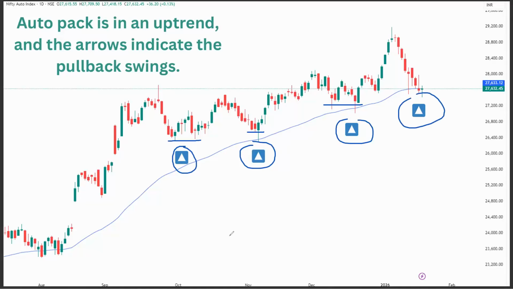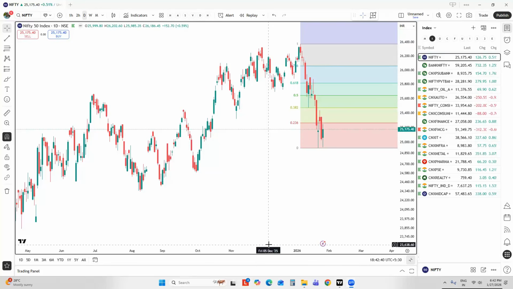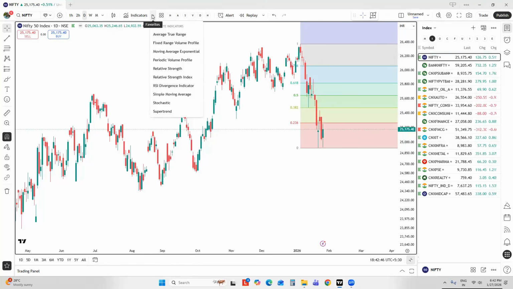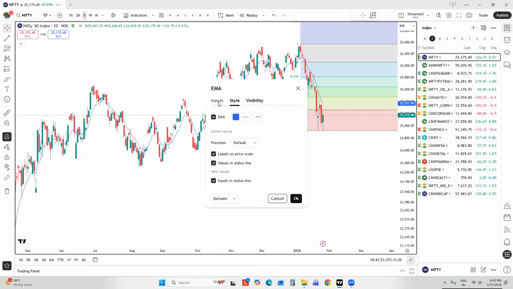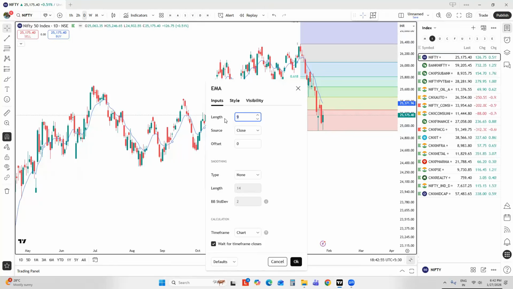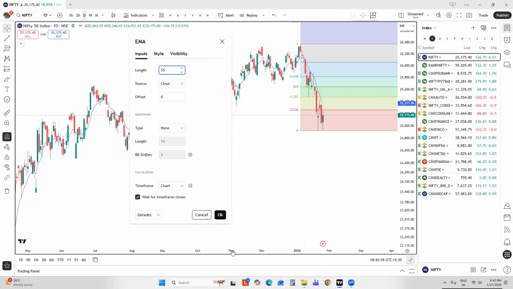I'll show you two different tools which will help you to time your pullback trades. All right. So now I'll be sharing with you two simple tools which will help you to find pullbacks. The first tool which we are going to use is the exponential moving average, and the parameter which I'm going to use is the 55 exponential moving average.